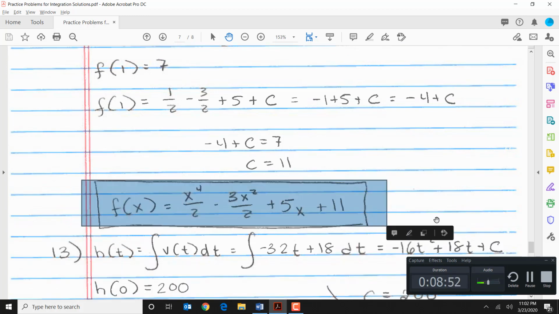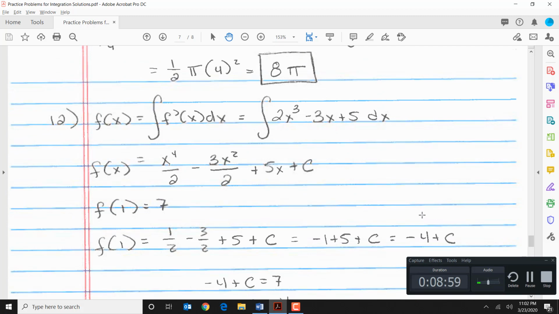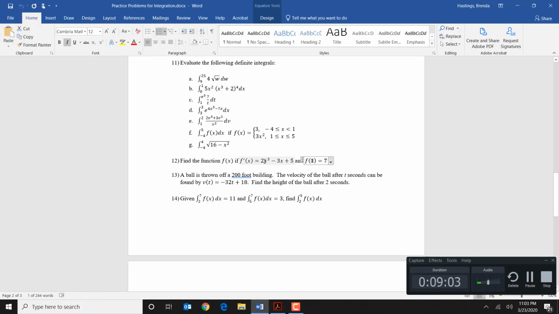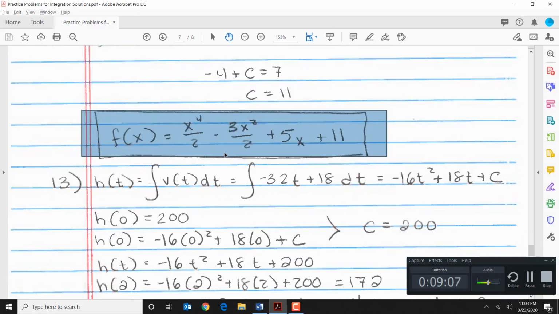Here's my original function. There's the one function I was looking for, whose derivative is inside that integrand, whose derivative is 2x cubed minus 3x plus 5, and when you plug in 1, you get 7.